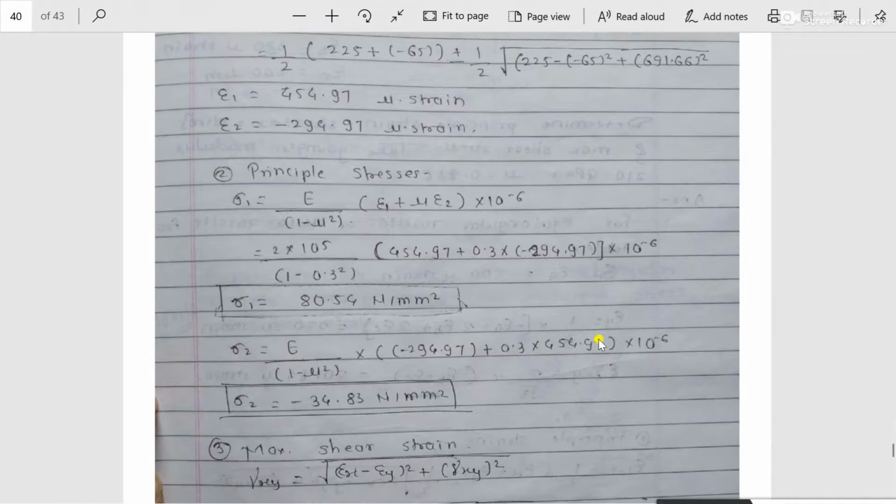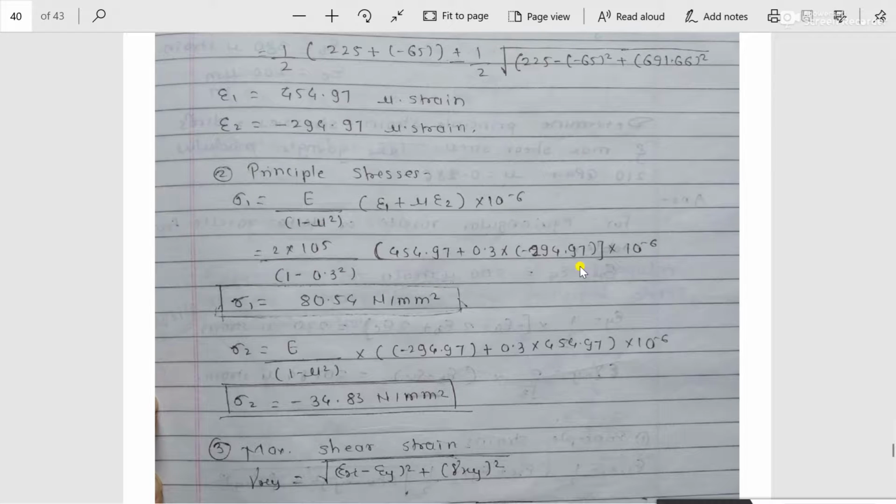Then calculate the principal stresses, that is sigma 1 and sigma 2. So for sigma 1, again the same formula from that list of formulas, that is E upon 1 minus mu square into epsilon 1 plus mu into epsilon 2 into 10 raised to minus 6. So put the values of E, mu, then epsilon 1 which we have calculated initially, that epsilon 1 we have to put as it is, then that mu is given, then epsilon 2 is negative, so we have to take that value negative as it is, multiply by 10 raised to 6.